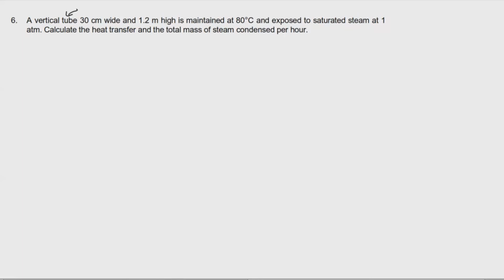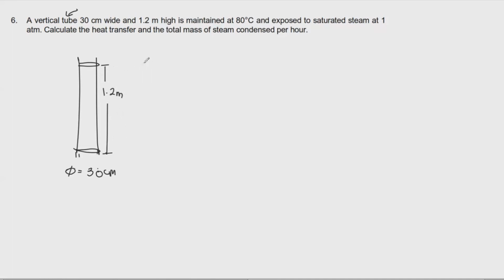So in this case, it's a vertical tube. If we want to draw this tube, it looks something like this, a vertical tube. The diameter here is 30 cm. It looks like a tree, something like this. Let me just draw it this way to make it clear. Okay, that's 30 cm, and then the height of this vertical tube is 1.2 meters.